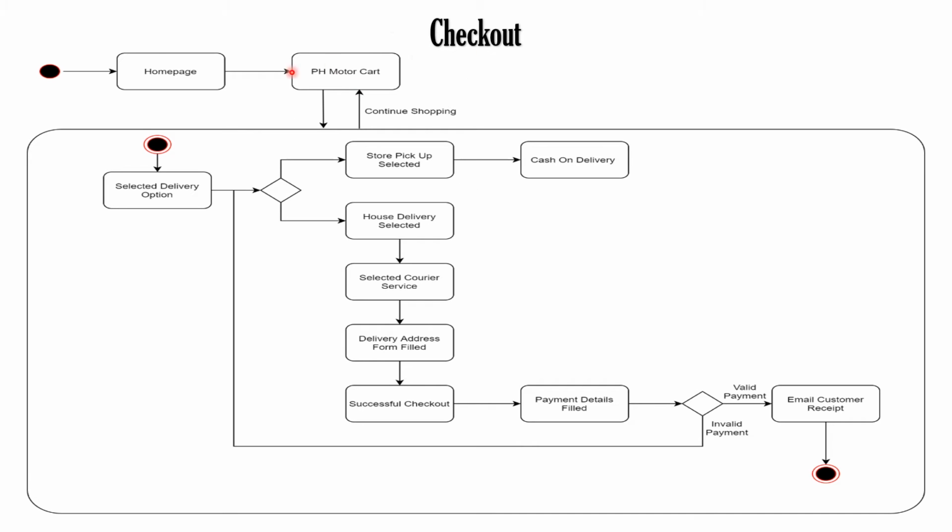The next one is checkout. For checkout, this is for the customer. When the customer wants to check out their cart, they can check out and will see the delivery options. They can choose either store pickup or home delivery. If store pickup, they pay by cash when they pick up their item at the store. If home delivery, they need to select the courier service and the delivery address needs to be filled, and if the payment is successfully checked out, it will email the receipt to the customer.